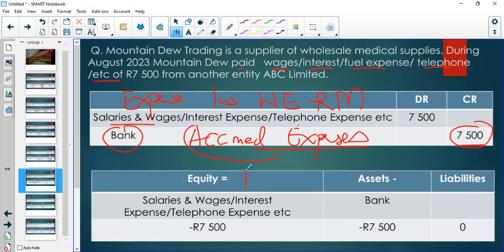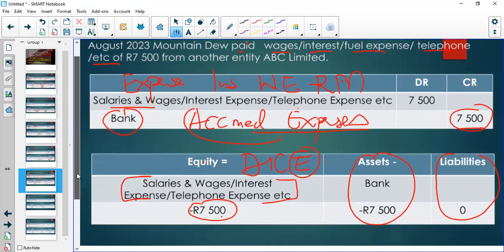Now there is a dual transaction because expenses are involved. Expenses decrease equity, so whatever expense it is here, it's going to decrease equity. But as we know, there was a payment out of the bank account. So this is a given. And as a result of this transaction, we don't owe anyone a thing.